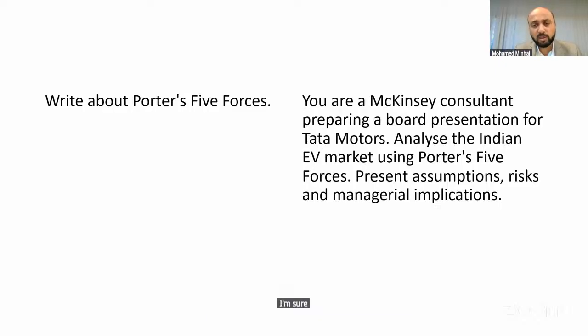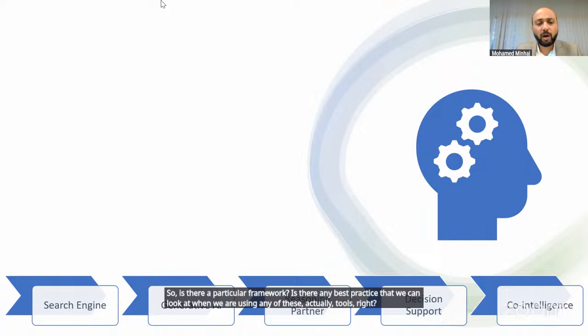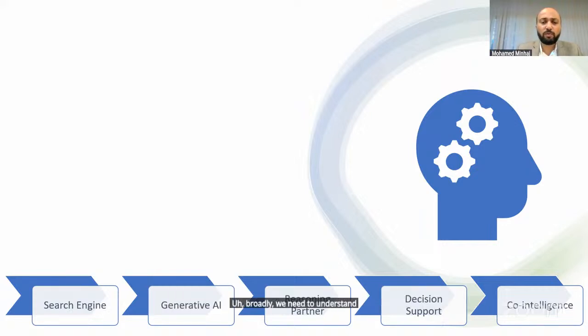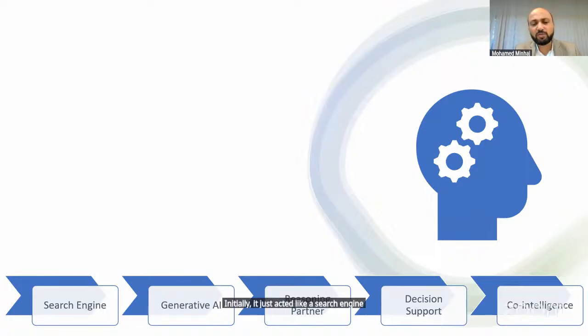I'm sure your experience has also been the same, that when we give finer details and specific expectations, Gen AI tools respond better. So is there a particular framework, any best practice that we can look at when we are using these tools? Broadly, we need to understand that the use of these AI tools has evolved over a period of time. Initially, it just acted like a search engine. You feed in some words, some questions, and you get some answers. And then they said, okay, it's not just to retrieve something, it can also generate something which is not actually present.